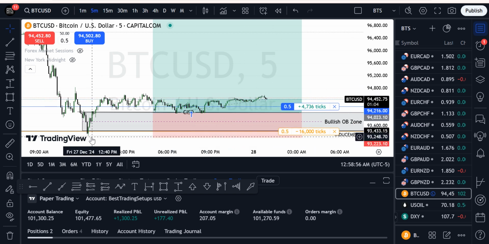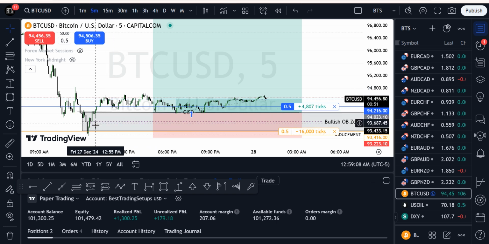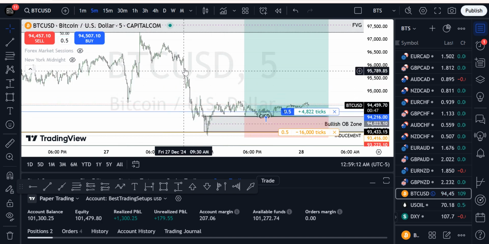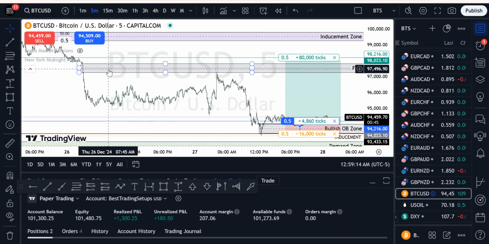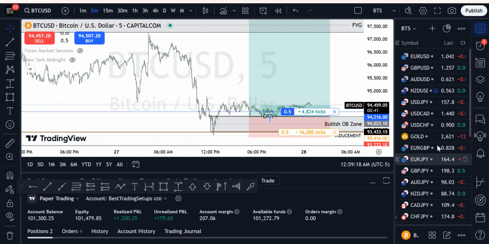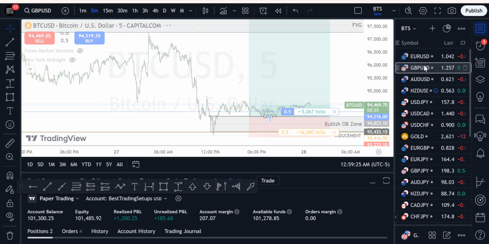Stop loss right below the low that started the move, the low that started the swing point. So that's where my stop loss is, and I'm targeting this fair value gap, this fair value gap, and potentially this fair value gap. So that was the trade on BTC that I took. I didn't send it to the channel, but it's just a weekend trade.